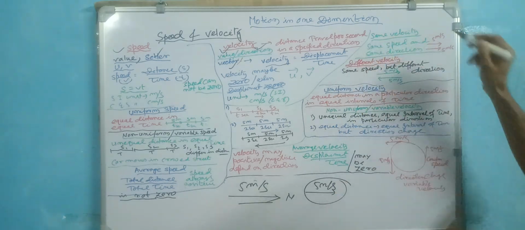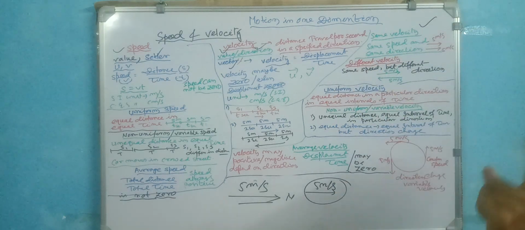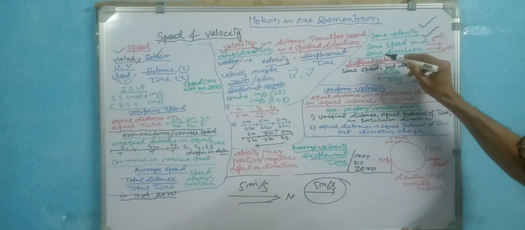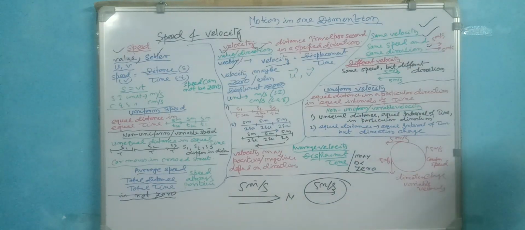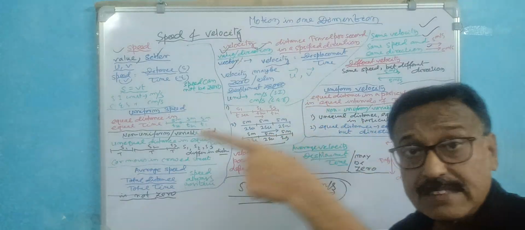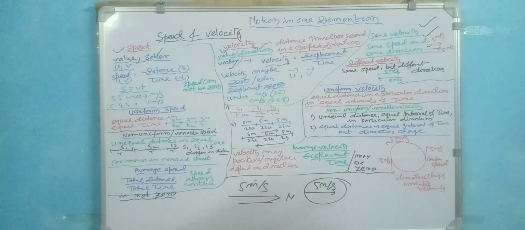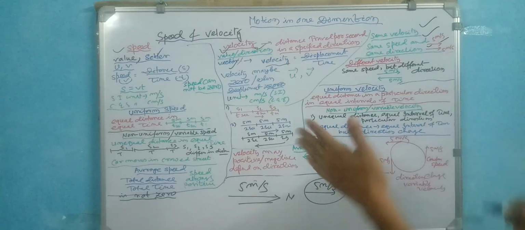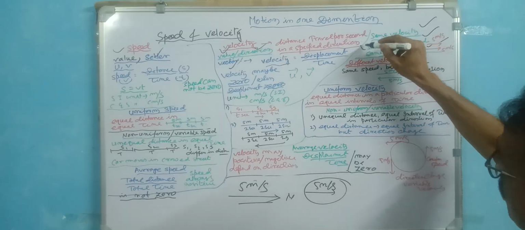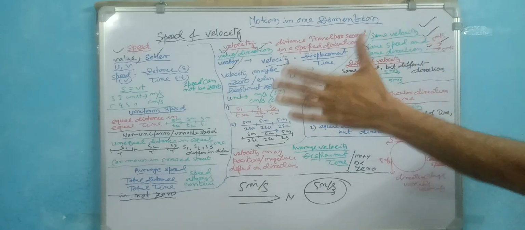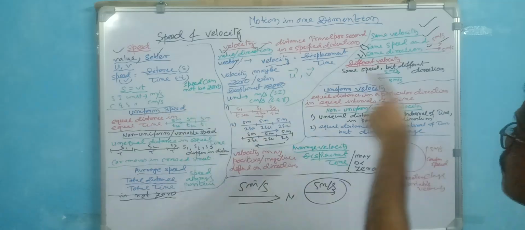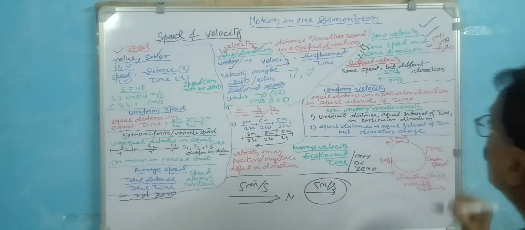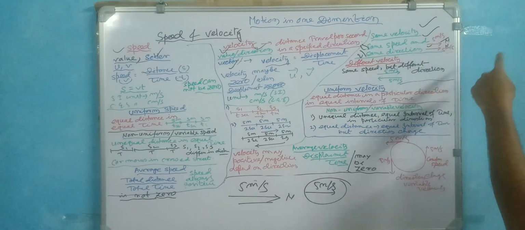Here is the same velocity. Same velocity means same speed and same direction. Very important thing. This is 5 meters per second in this direction, and 5 meters per second in the same direction. So at the same velocity means same speed, 5 meters per second towards the north. Suppose this is north, here is also north, the same direction.